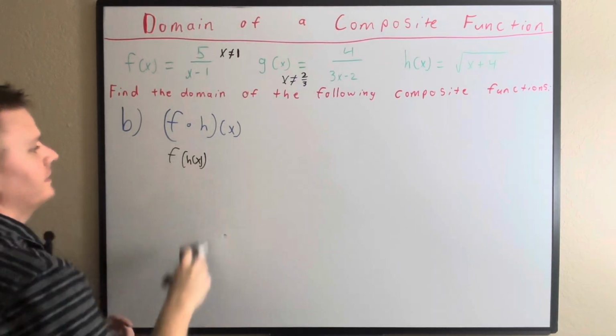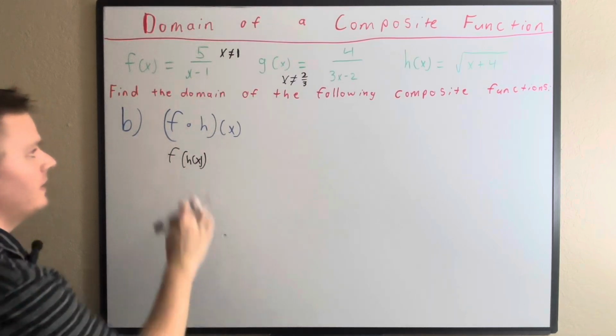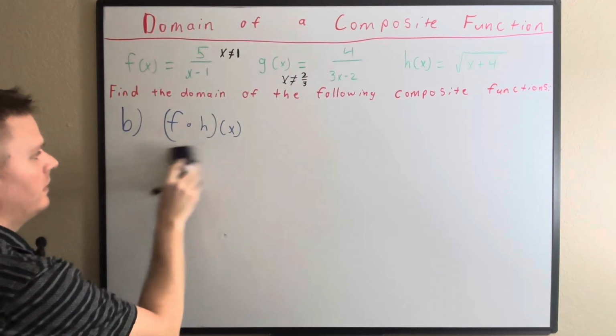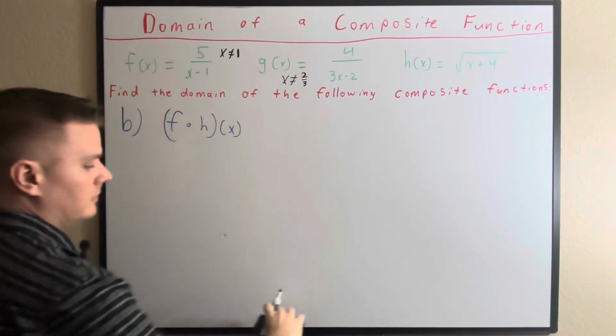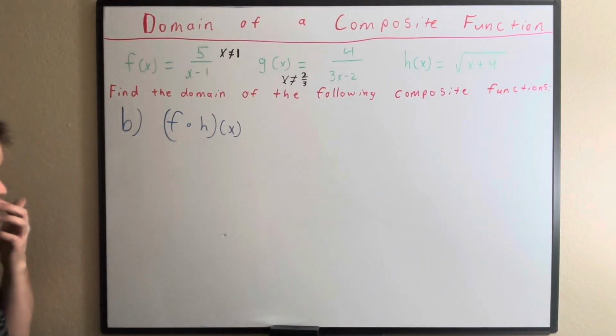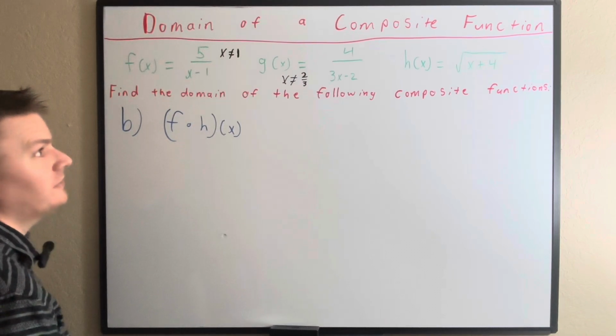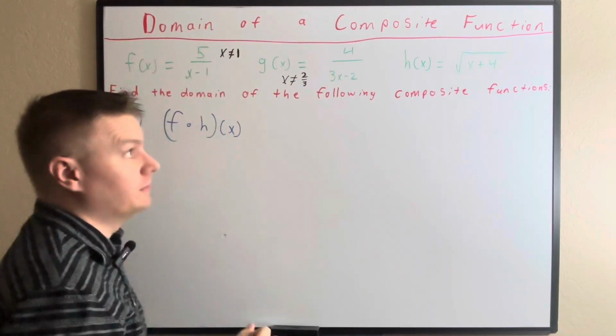Little extra parentheses in there. All right, it means the same thing, f of h of x. That's just a different way of writing it, okay? So what do we do now? Well, we haven't found the domain of h of x yet, so let's do that.